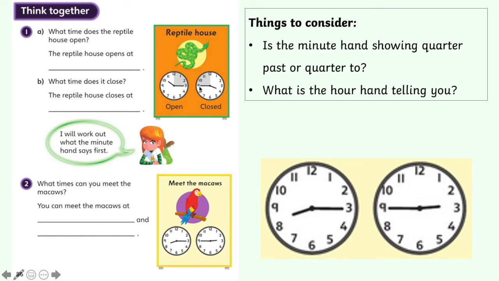So I know that this is a quarter to time, but I need to know what hour we're going to get to. So when it gets back up to that o'clock, I can see the hour hand will have moved just a little bit until it gets to 4. It's on its way to being 4 o'clock. So this is quarter to 4. So the reptile house opens at quarter past 10 and the reptile house closes at quarter to 4.